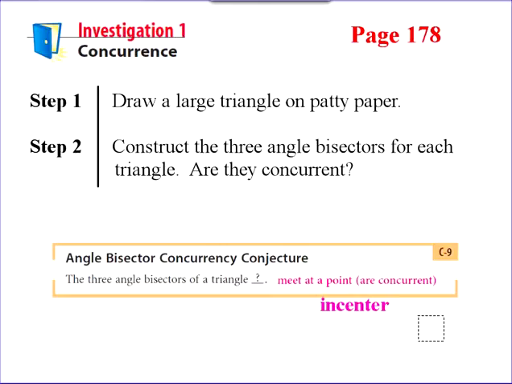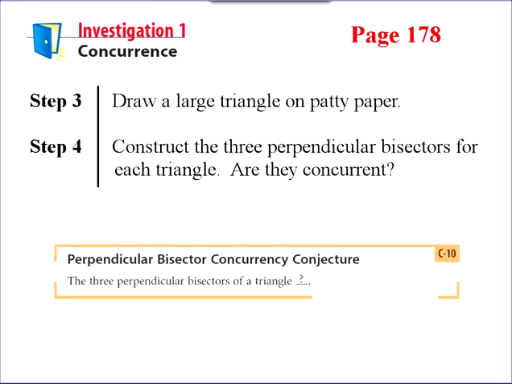Now, you've got another sheet of patty paper. Yeah, you can write on that one. What I need you to do is set that second sheet of patty paper on top of the first, and trace that exact same triangle, and complete the same investigation, except this time you are doing the three perpendicular bisectors. Okay, the three perpendicular bisectors. You can use a ruler.